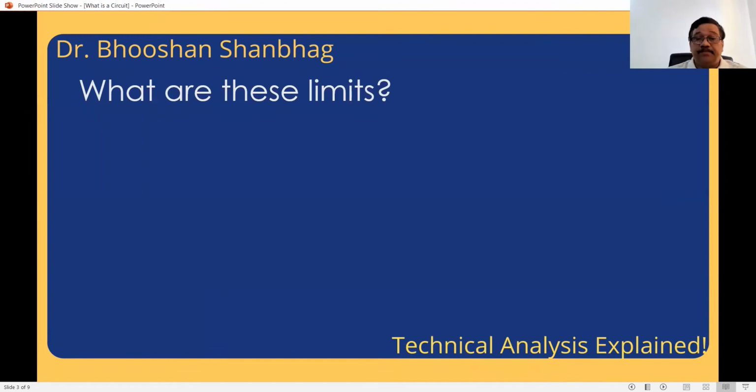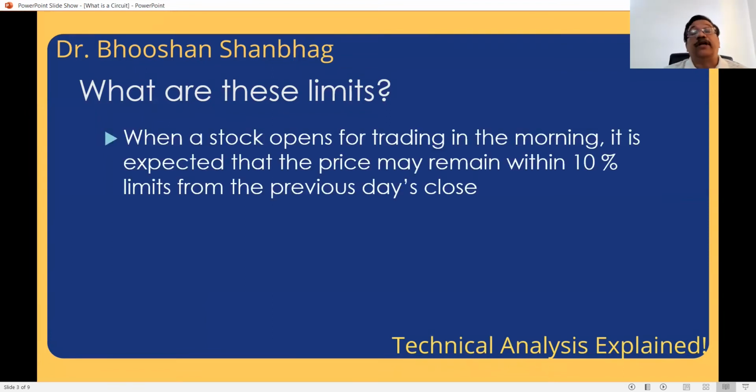What are these limits? When a stock opens for trading in the morning, it is expected that the price may remain within a 10% plus or minus band compared to yesterday's close. So if yesterday's close is say 1000, today's limits are 1100 on the upside, 900 on the lower side. As long as the stock remains in between these two limits, no problem. The trading is just normal.